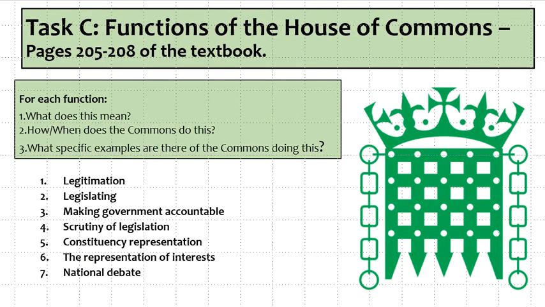So, task C, this is where it got a bit more tricky. Task C referred to looking at the functions of the House of Commons, and there are nominally 7 here. We're going to try and boil those down in a second, but there are nominally 7 here. So I'm going to talk through these in turn, and maybe we'll have some time to boil them down.